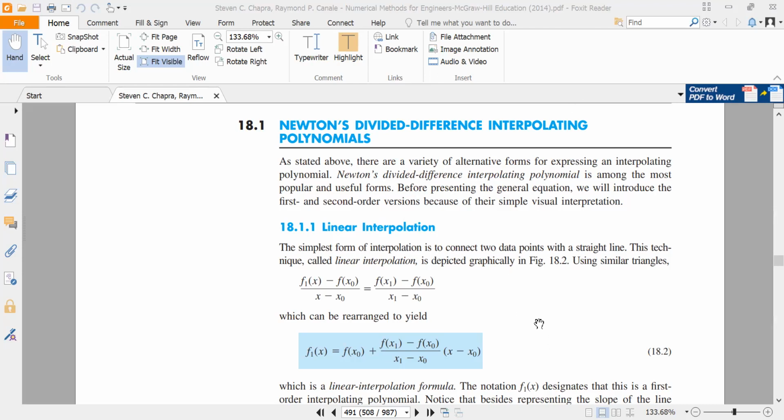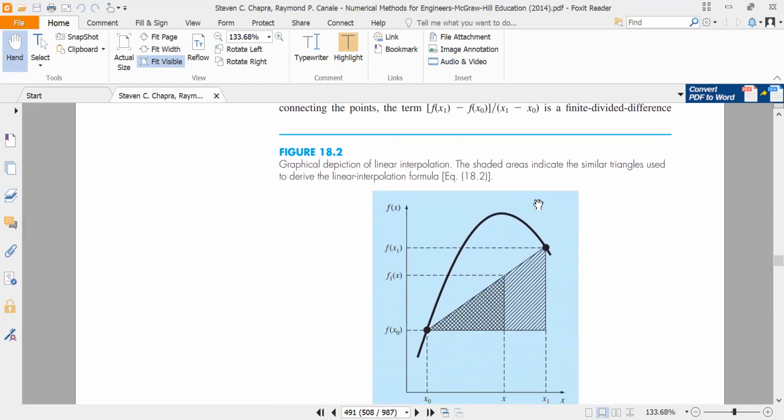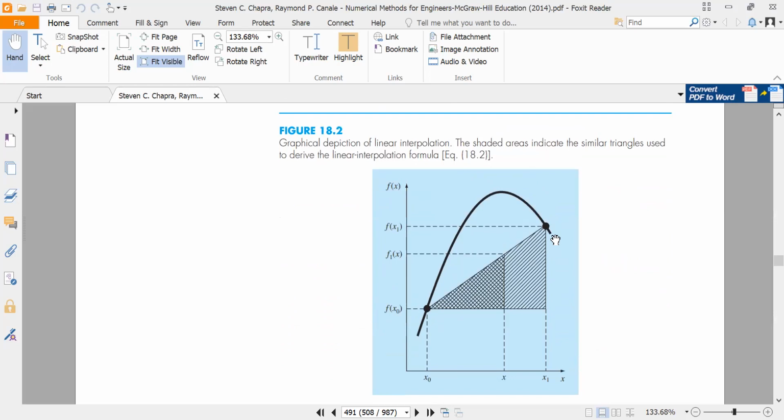It needs the similar triangle principle just to find the height and base ratio to find the equation. This is illustrated in figure 18.2. You see that your solid curve is the actual function, and 2 points are given. One point is x0, and another point is x1. Then this is your actual curve.